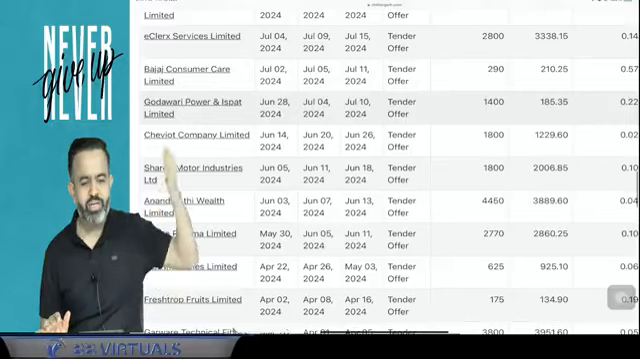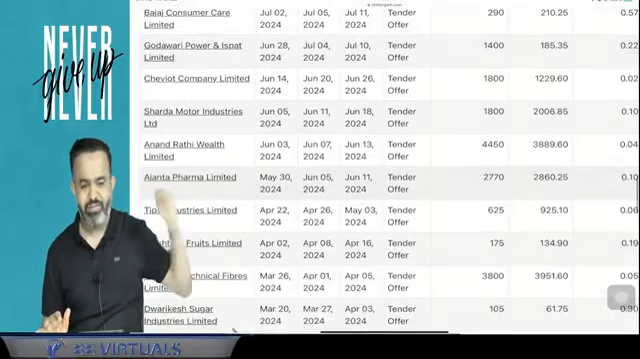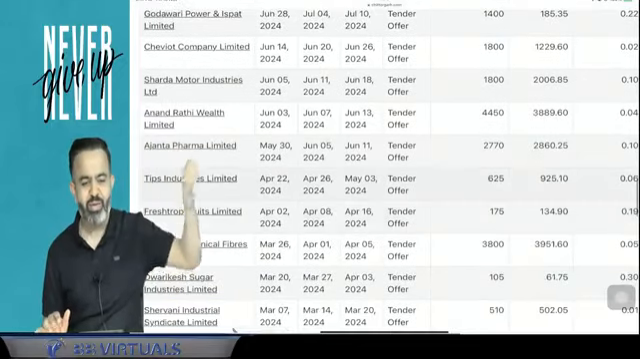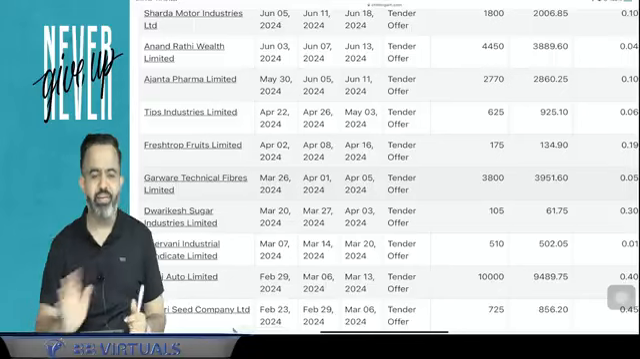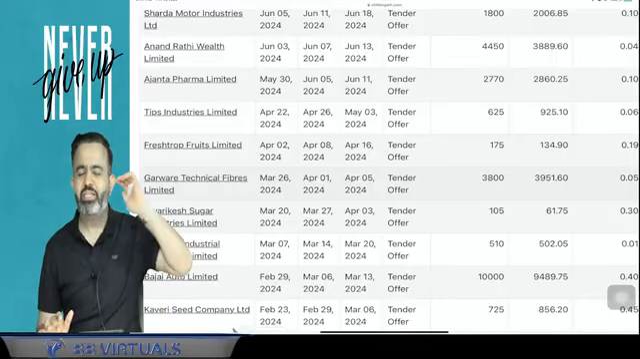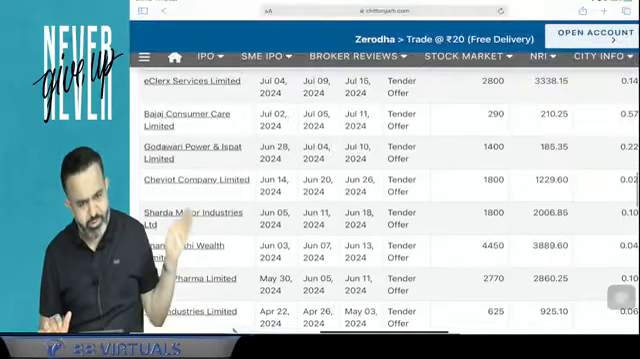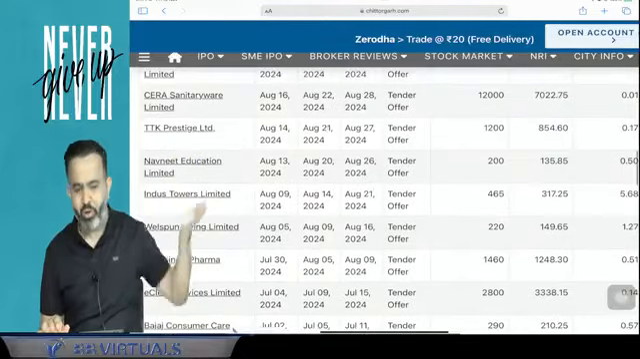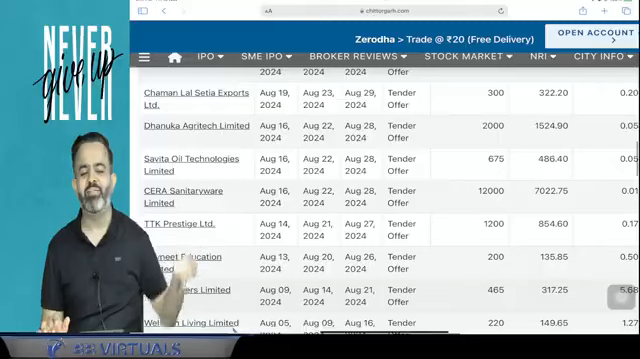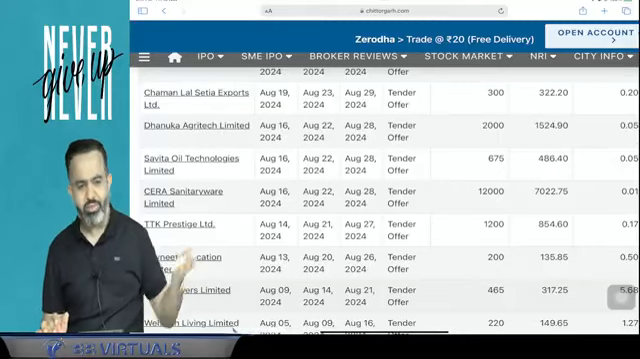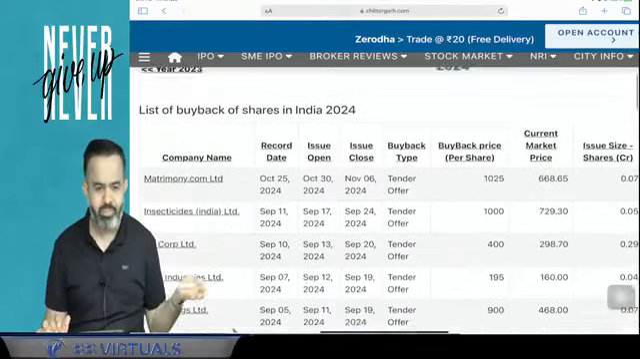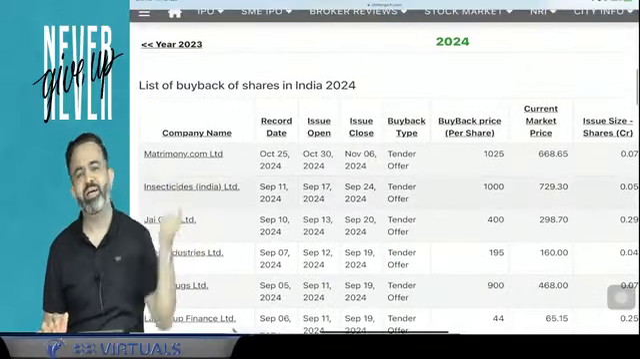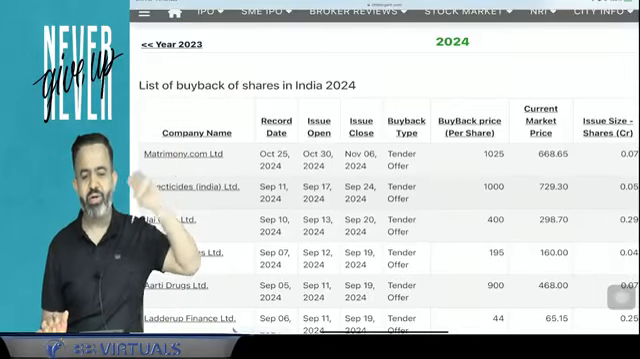In June, there were only 2-3 buybacks. In May, only 1 buyback. In April, only 2 buybacks. In March, only 2-3 buybacks. So normally in every month, in the listed market, there are 2-3 buybacks. But in the month of August, there are 17 buybacks. In September, there are lots of buybacks. In October, there is only one buyback.